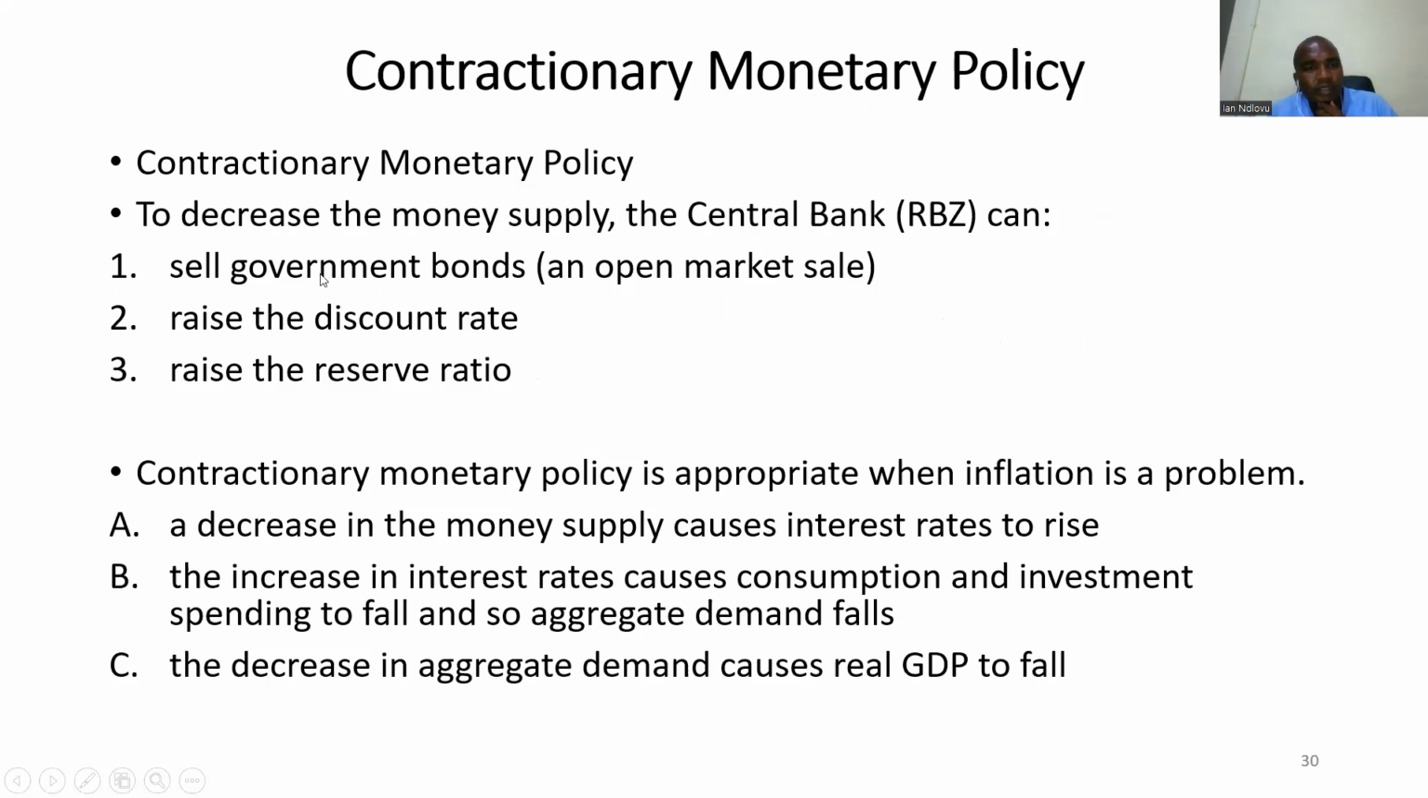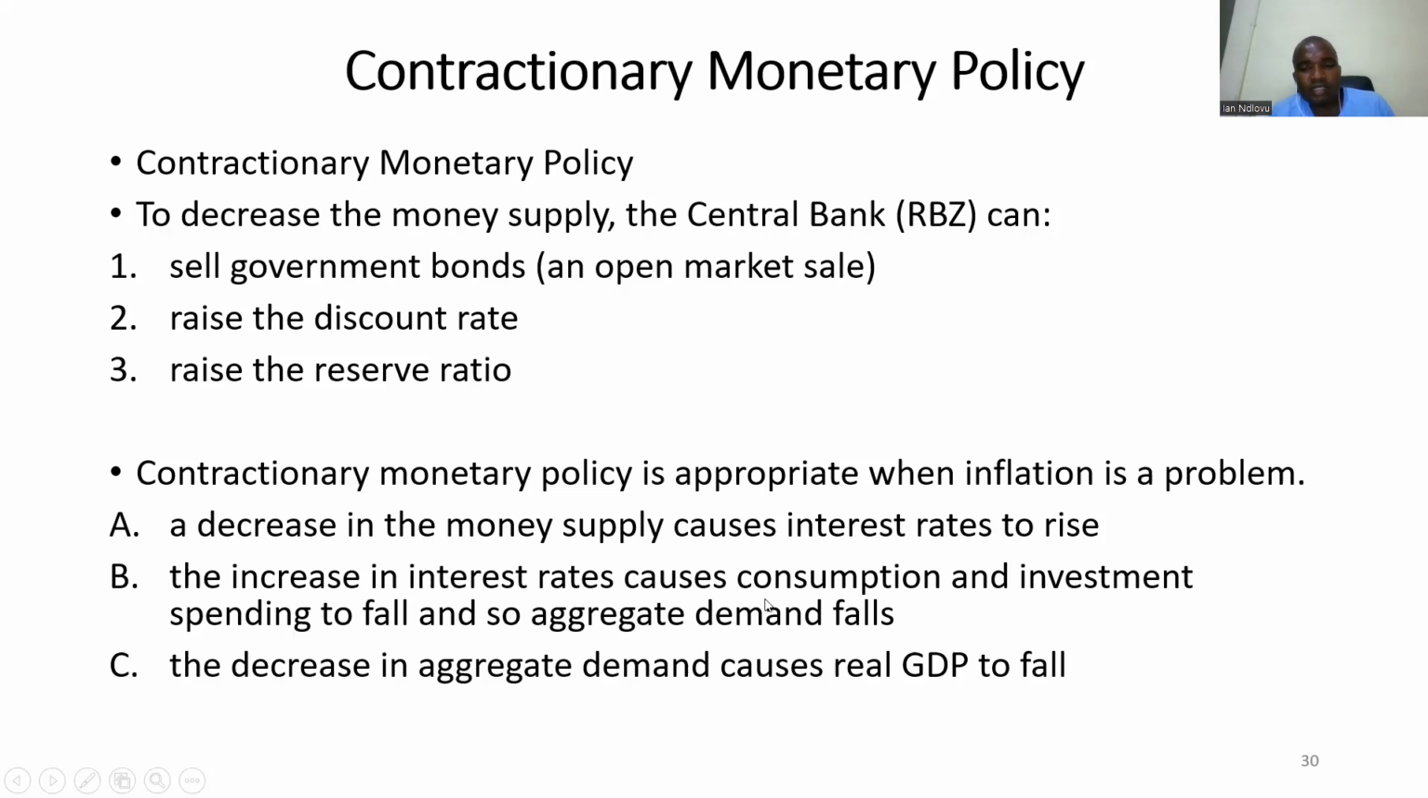And then when we look at contractionary monetary policy, this policy must by necessity decrease money supply in an economy through the selling of government bonds, which is an open market sale, where Treasury bills are sold, or the raising of the discount rate, or the raising of the reserve requirement ratio. Contractionary monetary policy is appropriate when there is a persistent problem of inflation, where a decrease in money supply causes interest rates to rise, thus mopping up excess liquidity in the economy.